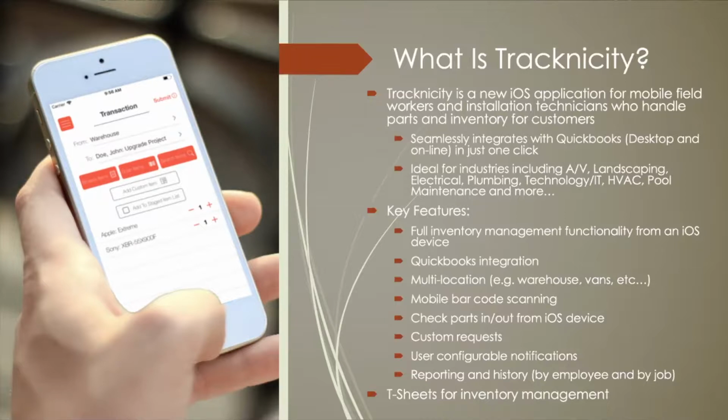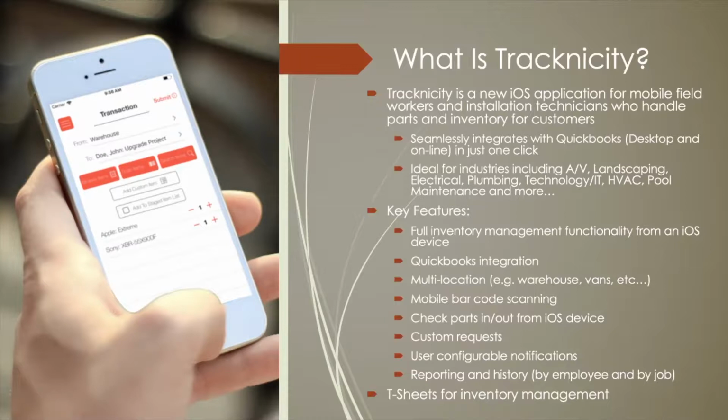It allows you to check parts in and out from your iOS device, as well as make custom requests. So if you need to request something to be delivered to the job site or staged for a job that isn't in inventory, you can use the custom request functionality to make that. It gives you the ability to do user configurable notifications.